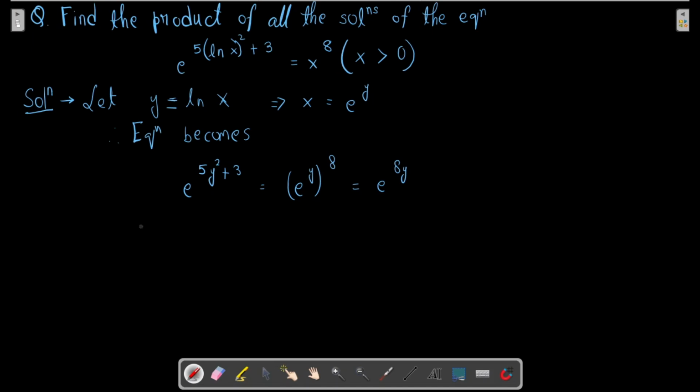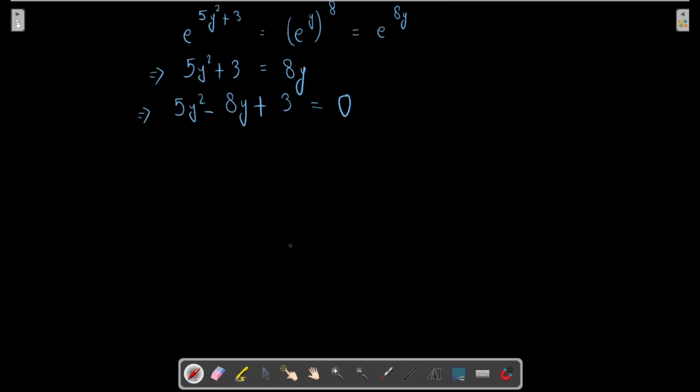Now we see that the bases on both sides are the same, so we can equate the exponents. It becomes 5y square plus 3 is equal to 8y, which is a quadratic equation in y. Let us bring all the terms to one side: 5y square minus 8y plus 3 equal to 0. Let's see if we can factorize it into linear factors.